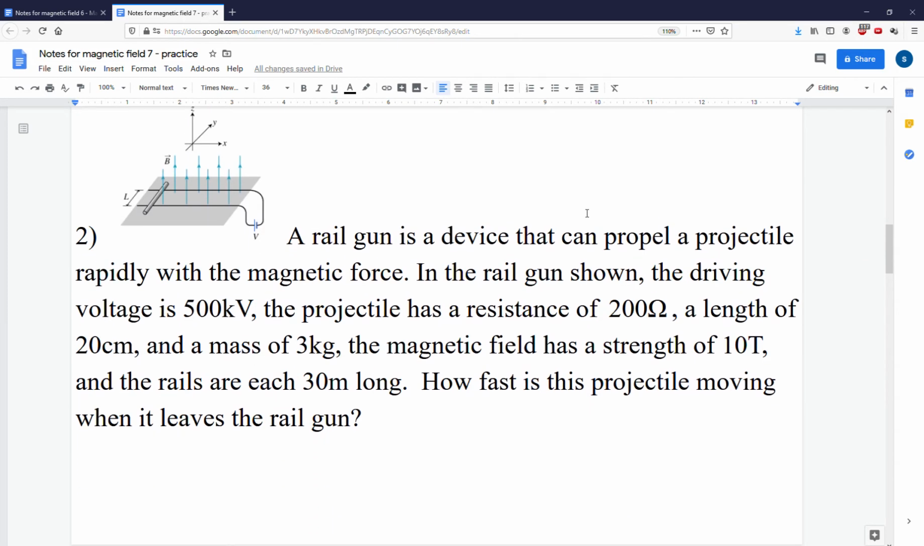Problem 2. A railgun is a device that can propel a projectile rapidly with a magnetic force. In the railgun shown, the driving voltage is 500 kilovolts. The projectile has a resistance of 200 ohms, a length of 20 centimeters, and a mass of 3 kilograms. The magnetic field has a strength of 10 Tesla, and the rails are each 30 meters long. How fast is this projectile moving when it leaves the railgun? Please pause the video and attempt this problem yourself.